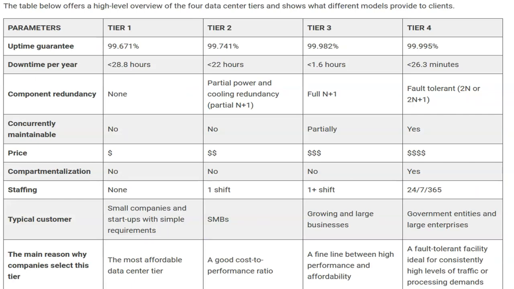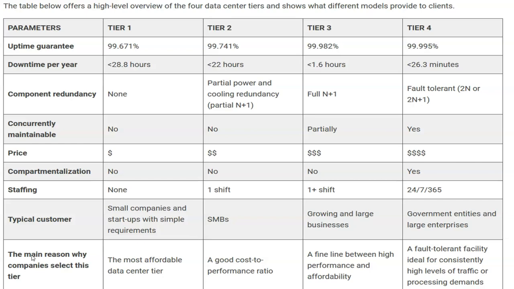This is the overall statistics taken from the Uptime Institute. Starting with row number 1, downtime per year: for tier 1 it is 28 hours, and for tier 4 it is 26.3 minutes. Comparing component redundancy, tier 1 has nothing redundant, tier 2 is partially redundant, tier 3 is semi-partially redundant, and tier 4 is fully redundant. As far as maintenance is concerned, tier 1 and tier 2 have none, tier 3 is partially maintained, and tier 4 is regularly maintained.